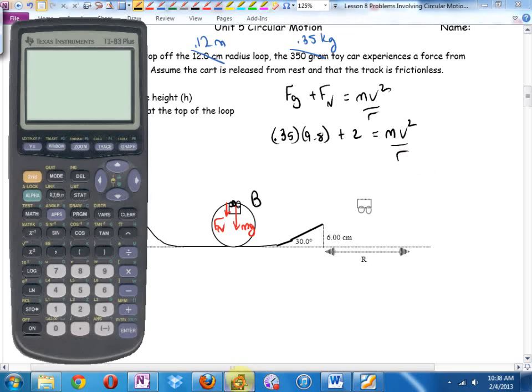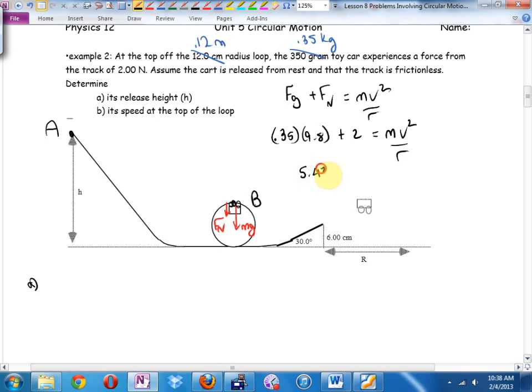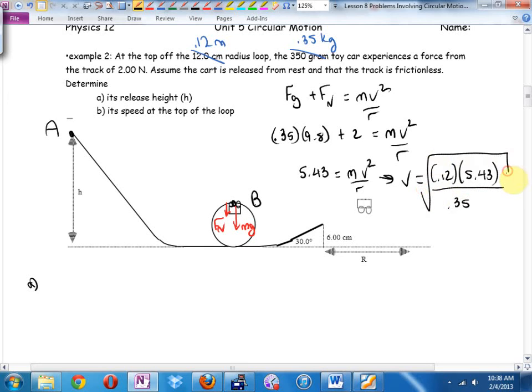0.35 times 9.8 plus 2. I get 5.43 equals mv squared over r. So I guess v is going to end up being r times 0.12 times 5.43 divided by a mass of 0.35, square root of that.